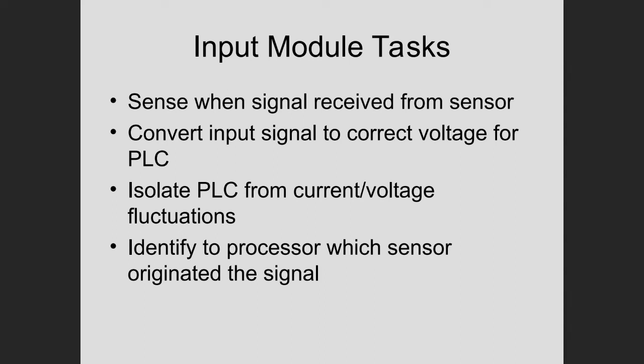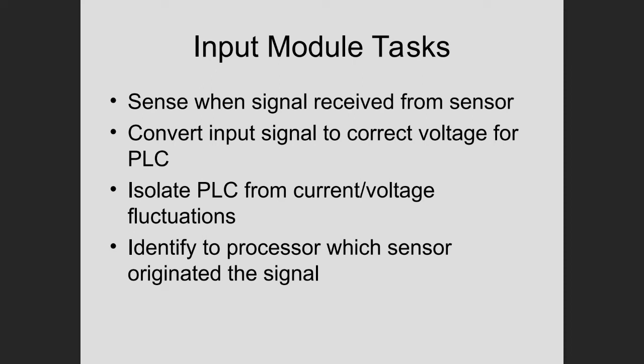And the other thing we have to do is isolate the PLC from voltage fluctuations. We call that filtering. Most electrical devices have some means to hold the voltage steady. And then identify to the processor which sensor originated the signal. I mean, which button or switch did the signal come from? Well, we deal with that through something called addressing. We'll talk about that. Every device in the field, anything hooked to that PLC, will have a unique address, and the PLC can look at that address and tell where signals come from or where they need to go to.